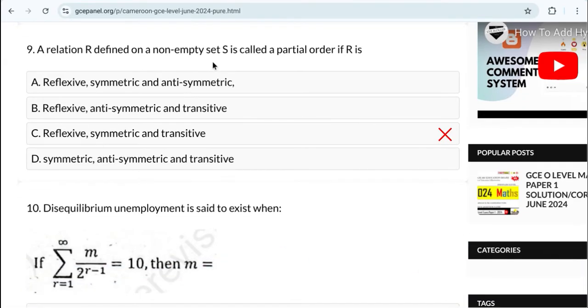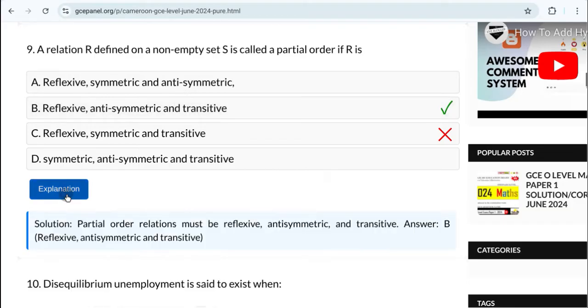What's a partial order relation? A partial order relation is a relation that is reflexive, antisymmetric, and transitive. And note, antisymmetric does not mean that it is not symmetric.